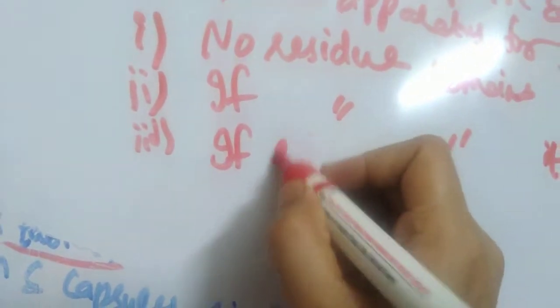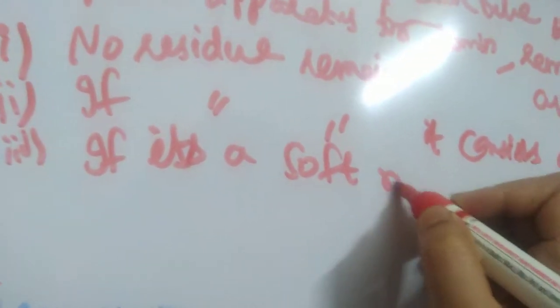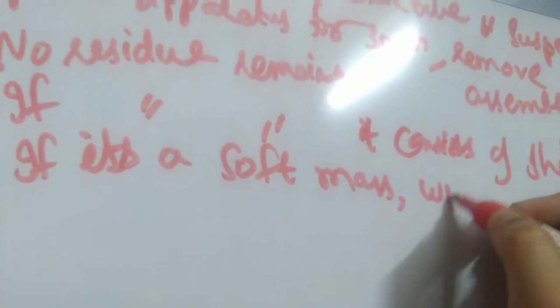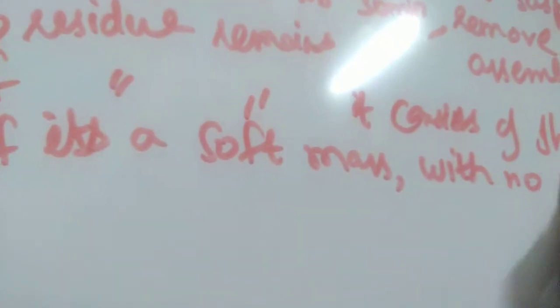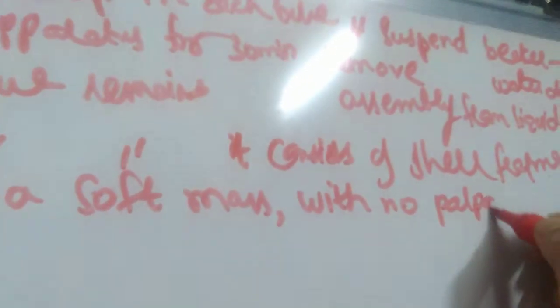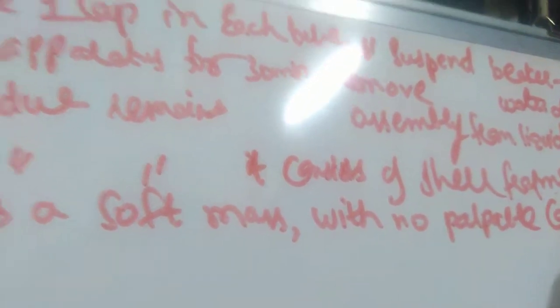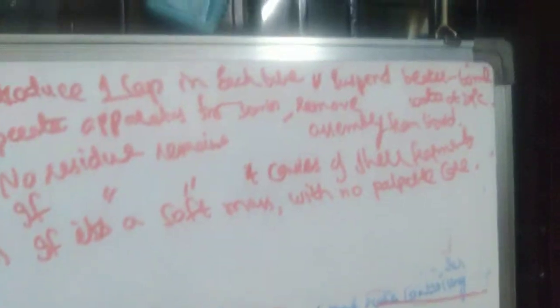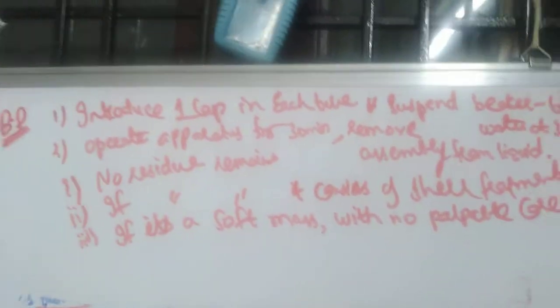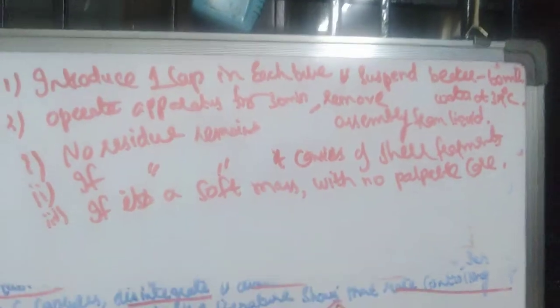Number 3, if it is a soft mass with no palpable core. That means you are getting no core, but just a soft mass, then the capsule is said to pass the disintegration test. So this is the disintegration test which is specified in the British Pharmacopoeia.